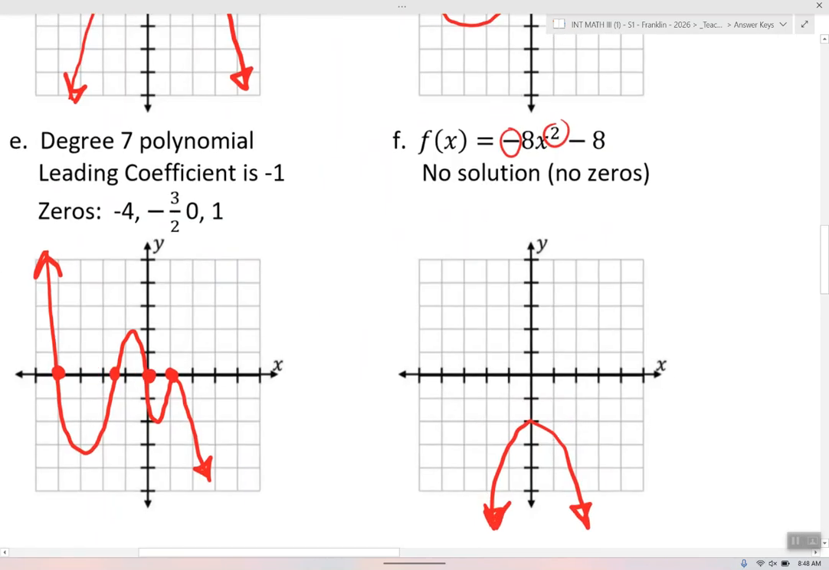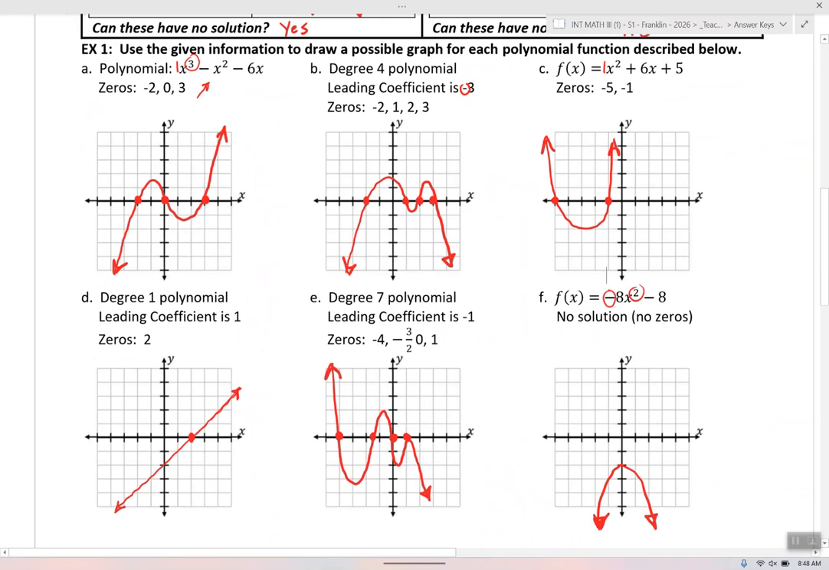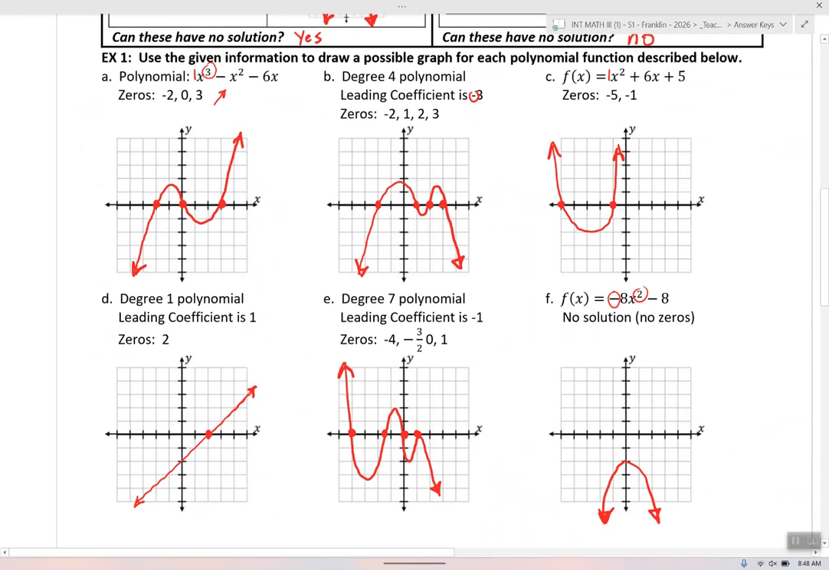So for no solution, we're not touching the x-axis at all. Just both arrows pointing down because it's negative and even, and not touching the x-axis. So that is a quick way to get a general picture of a polynomial graph. Nothing exact here except for the zeros and the direction that the lines or the arrows are pointing.